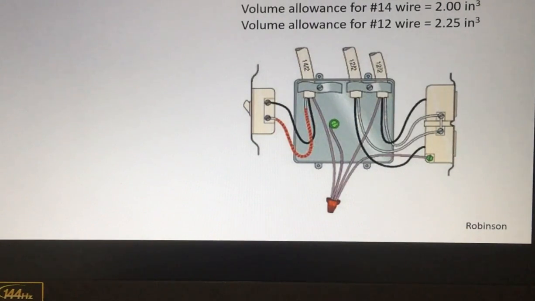We're looking for the box size. I want to know how big the box has to be. I'm asking how many cubic inches are required for this box. I'm not asking for the box size because there are different box sizes we can pick from. I want to know the cubic inch capacity, and then I can pick my box size.